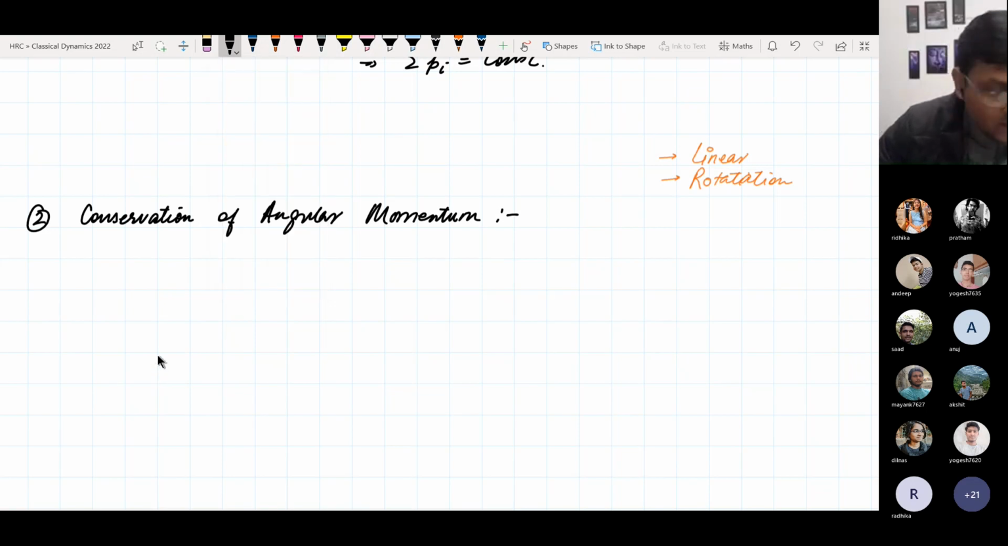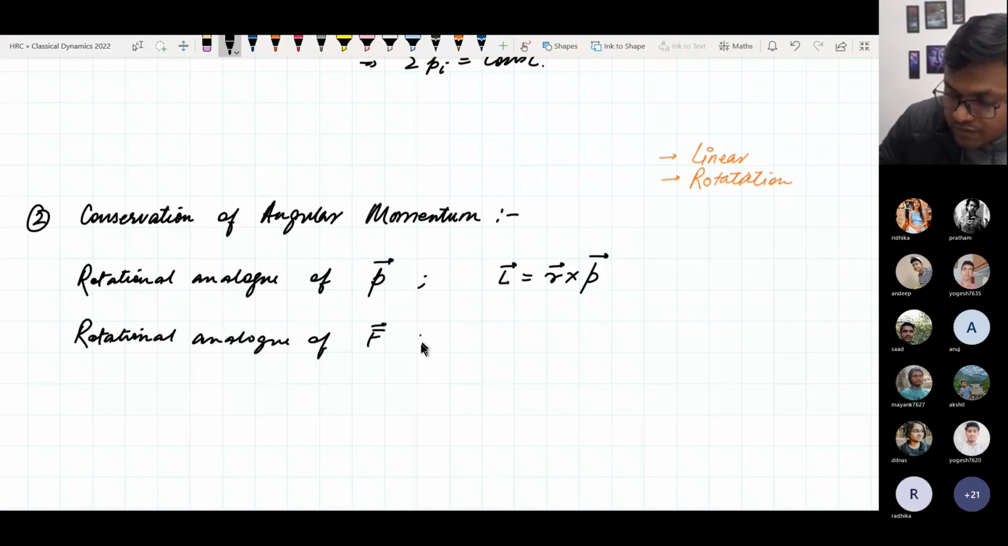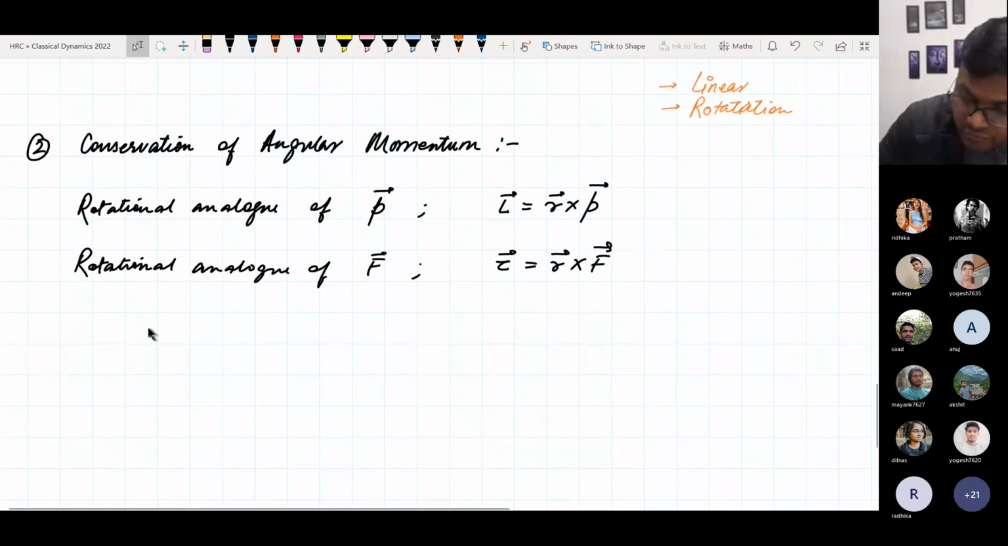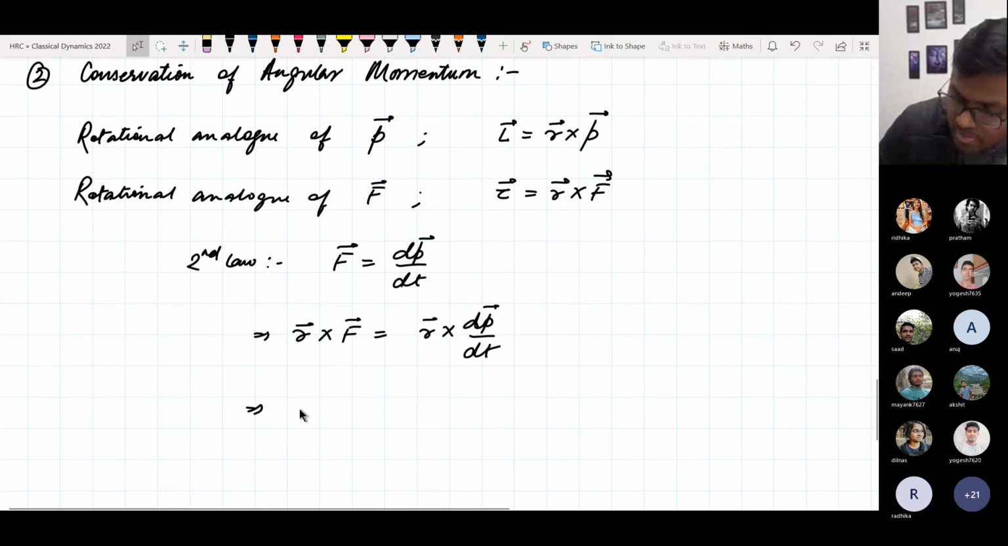Okay, so quite simply put, we can define these quantities also. So for example, जो linear momentum का rotational analog है, it is known as angular momentum, which is R cross P. Okay, and the rotational analog of force is called torque, which is R cross F. Okay, now if we look at Newton's second law, then F is equal to dp upon dt. Now if we say R cross F is equal to R cross dp upon dt, then this can be written as R cross F is equal to d upon dt of R cross P.